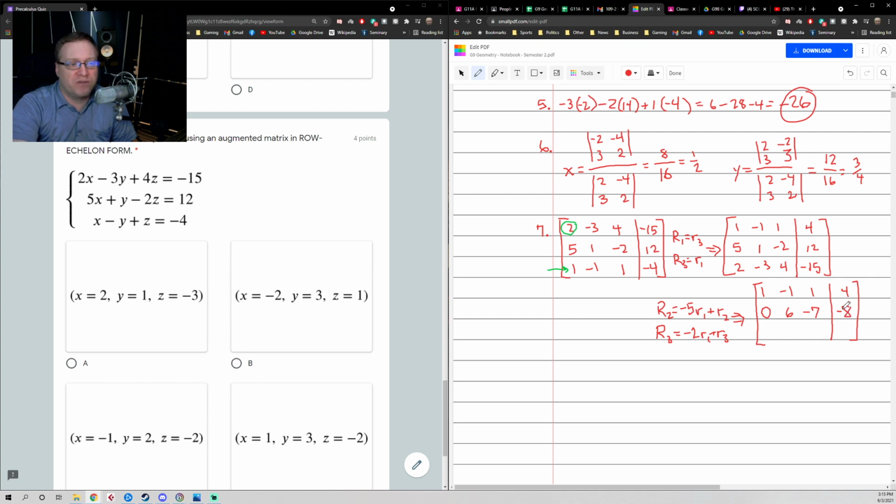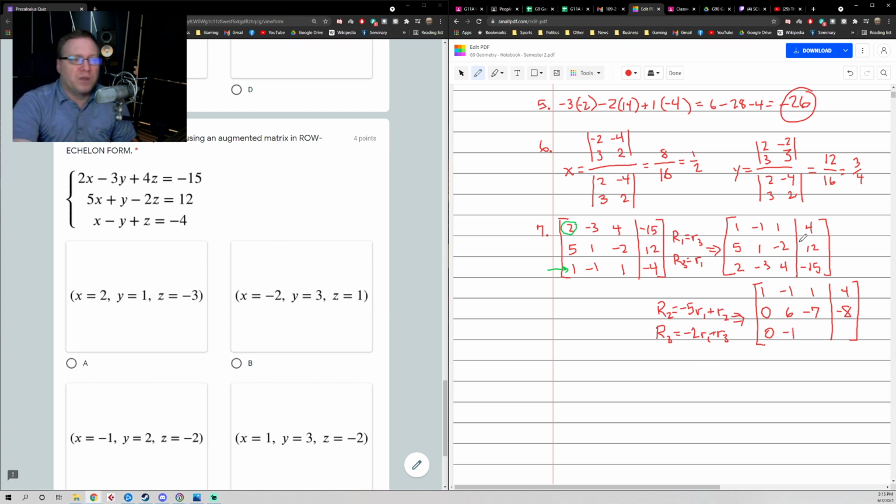All right, so we have this now. And now let's look at our third row. We're going to have negative 2 times this, which is negative 2, and then add 2, so it's going to be 0. All right, then let's look at the next one. Negative 2 times negative 1 is positive 2 plus negative 3. Well, 2 plus negative 3 is negative 1.